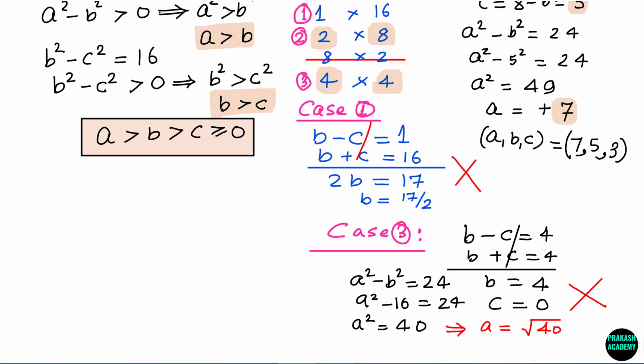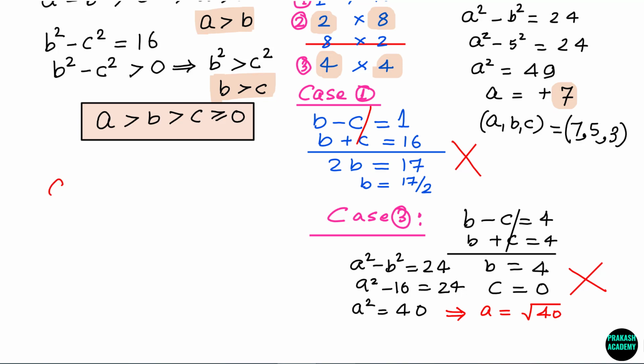So in this problem we have only one solution, that is a, b, c is equal to 7, 5, 3. But this solution I obtained under the assumption that a is greater than b is greater than c. Now it is time to relax this assumption. If I relax the assumption, everything will remain the same, and you can follow the steps. The only difference is that now you will get both plus and minus solutions: plus minus 7, plus minus 5, and plus minus 3.